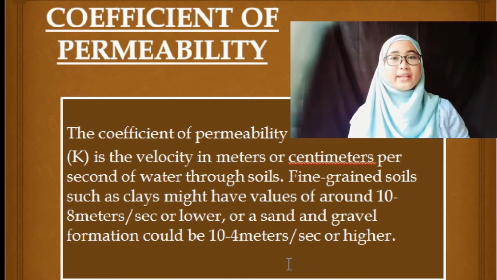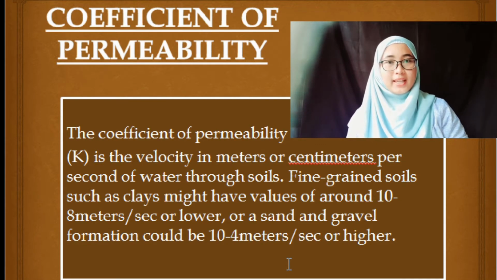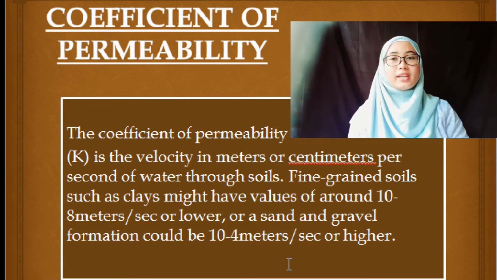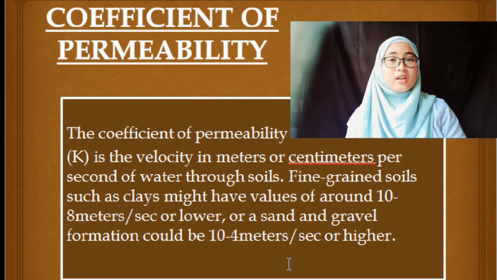So, what is the coefficient of permeability? This refers to the velocity of water through the soil. Basically, the unit is meter or centimeter per second. For instance, a fine-grained soil such as clay has a value around 10 to the power of minus 8 meter per second or lower than that. And other soils such as sand and gravel have values around 10 to the power of minus 4 centimeter per second or higher than that.